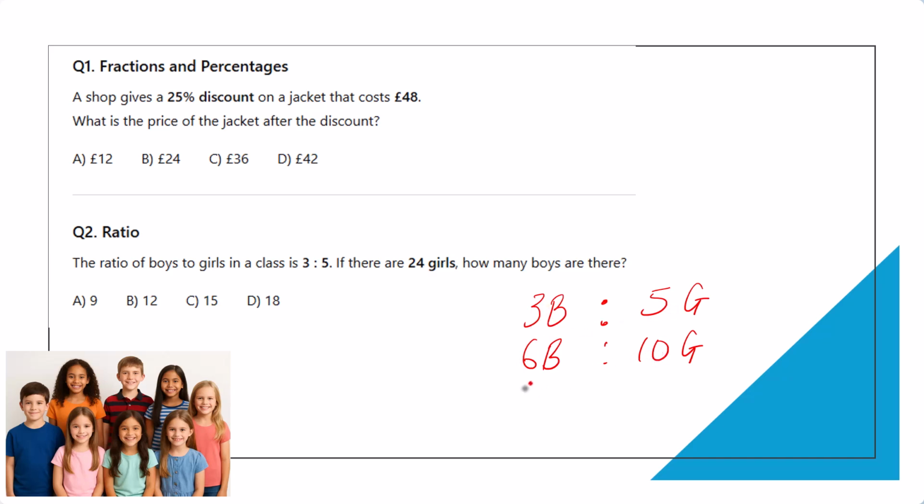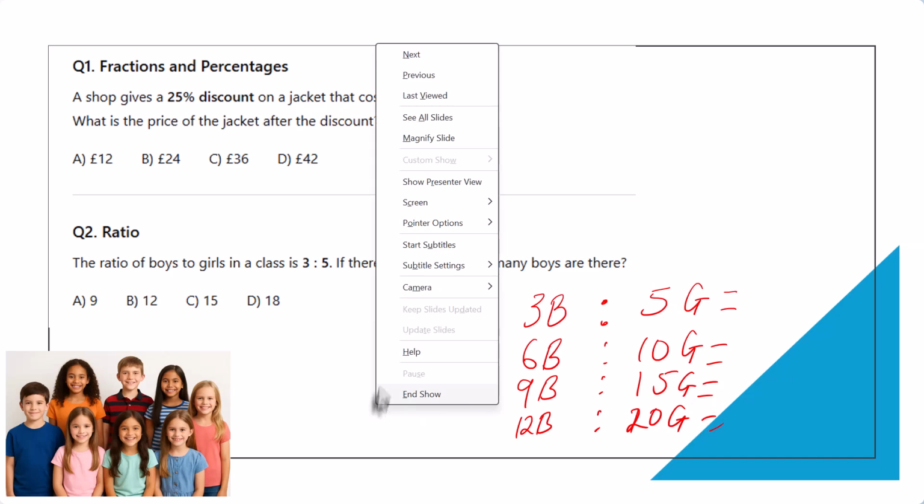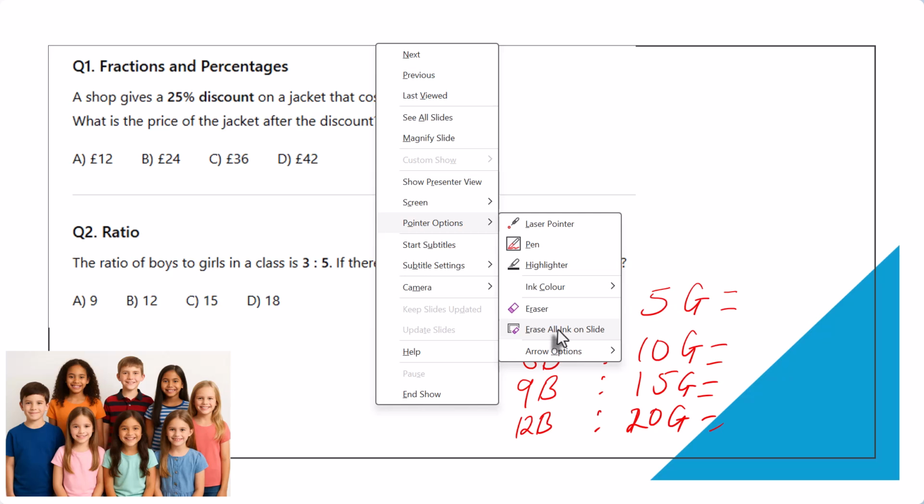So all you need to do is carry on with the 3 times table and carry on with the 5 times table. Now, don't go on forever. Let me just try this again.